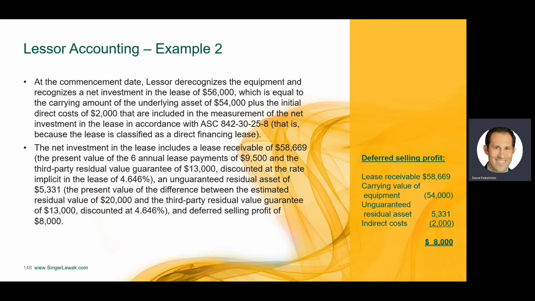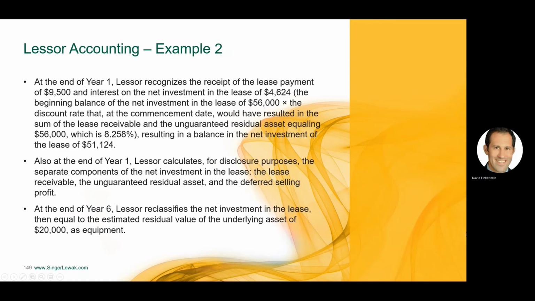The unguaranteed residual value would be $5,331, again, which is the present value of the difference between the estimated residual value of $20,000 and the third-party residual value of $13,000, again discounted at the 4.646, which would give us a deferred selling profit of $8,000. So you can see we have our lease receivable gross at $58,669, less the carrying value of the equipment of $54,000, plus the unguaranteed residual value of $5,331, less the initial direct cost of $2,000, which gives us our deferred selling profit of the $8,000.